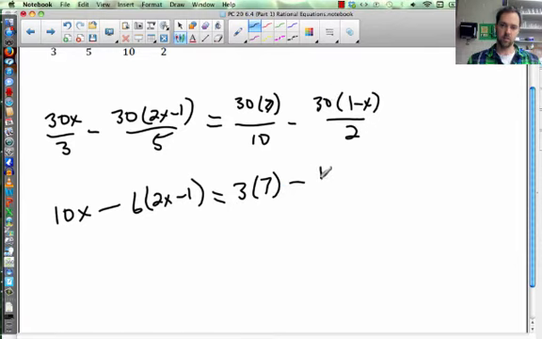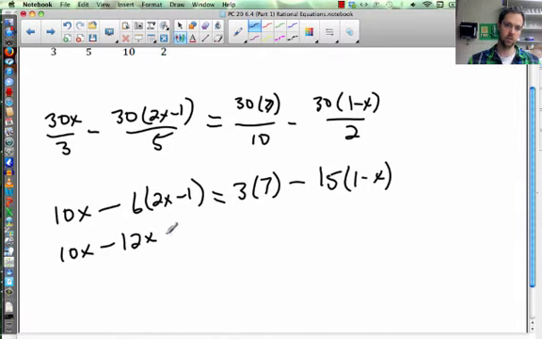And 30 divided by 2 is 15, so that leaves you with 15 times 1 minus x. All the denominators are gone. So here we have 10x. Distribute the negative 6 in, so minus 12x and then plus 6 equals 21.